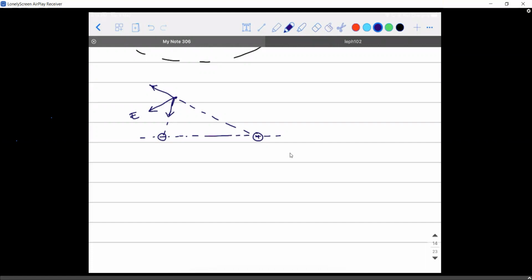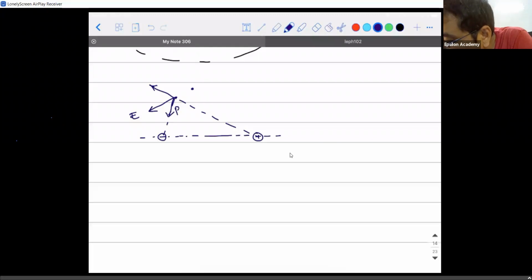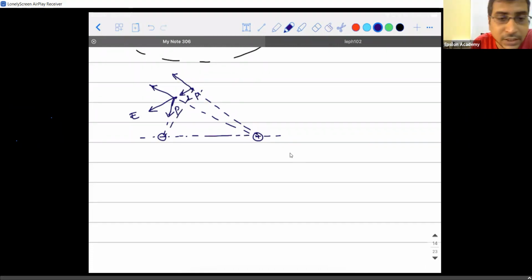If I take a point P here, and a point P dash here, then this is the direction of the electric field due to the positive charge. Then this is the direction of the electric field due to the negative charge. So the resultant will again be in this direction.